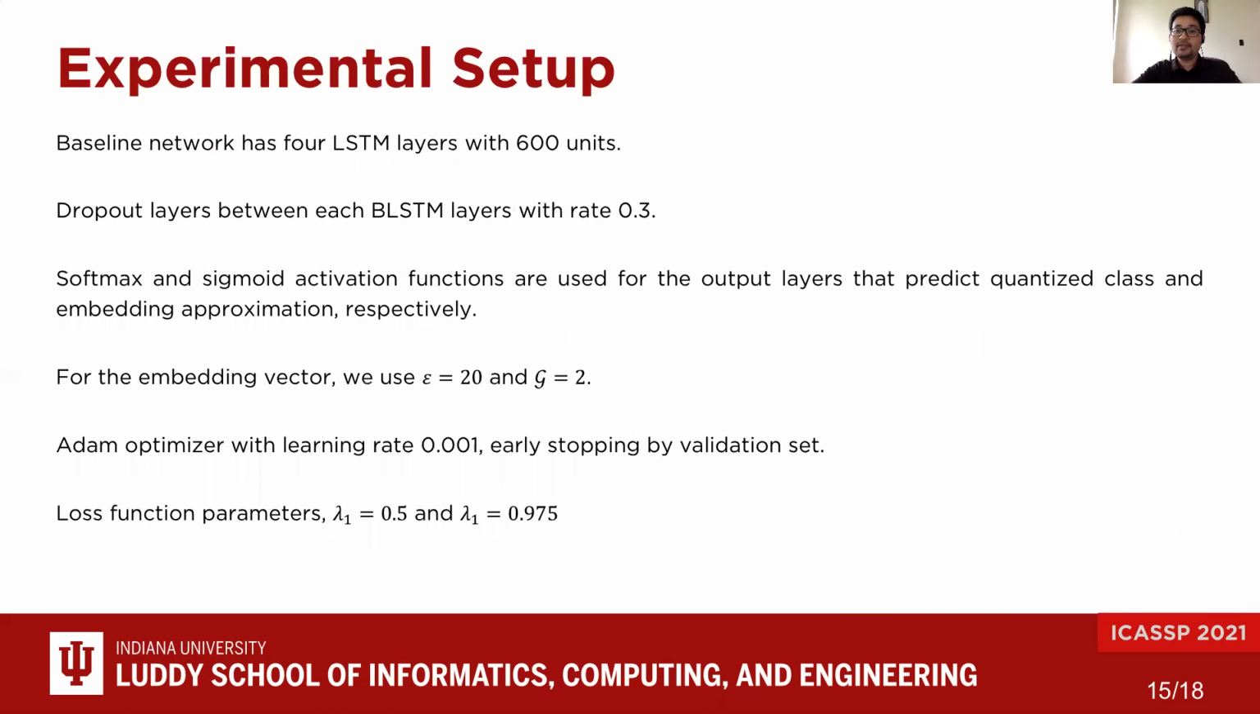Now, experiment setup. The baseline network has 4 LSTM layers with 600 units. Dropout layers are placed between each LSTM layer with rate 0.3. Softmax and sigmoid activation functions are used for the output layers that predict the quantized class and embedding approximation respectively. For the embedding vectors, we use vector dimension epsilon 20 and source dimension 2. We use the Adam optimizer with learning rate 0.001 and do early stopping by evaluation set. We use loss function parameters lambda 1 of .5 and lambda 2 of .975.